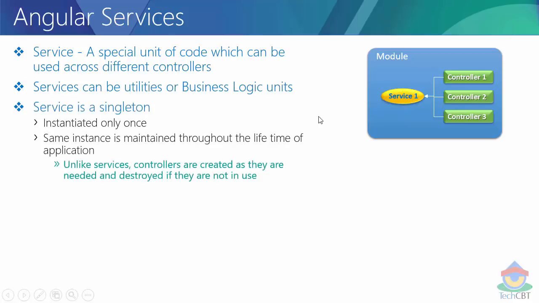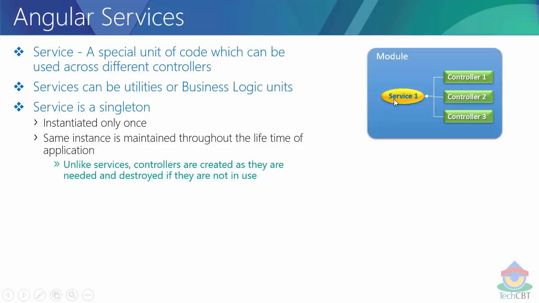A service is a singleton. Whenever I say singleton, basically you are going to have only one instance of a particular service served across your entire application. That is a bit different from the controller. A controller will be created or instantiated whenever it is needed, and it could be destroyed whenever we are moving to some other route or trying to display some other views. So controllers can be dynamic in nature.